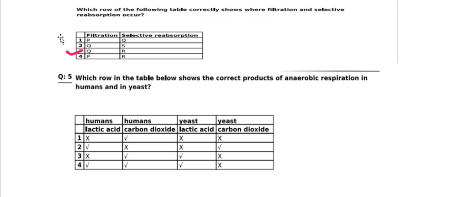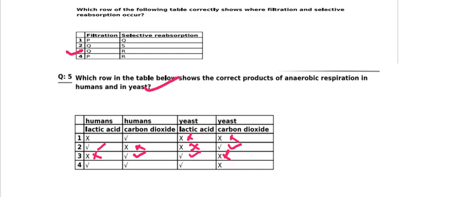The question number 5, you see again it is given: which row in the table below shows the correct products of anaerobic respiration in humans and in yeast. 1. Humans carbon dioxide, yeast wrong, carbon dioxide wrong. 2. Lactic acid, carbon dioxide no, carbon dioxide no, yeast carbon dioxide. 3. Lactic acid no, carbon dioxide yes, yeast lactic acid, carbon dioxide no. In the 4th option, lactic acid, carbon dioxide in humans, yeast having lactic acid but not carbon dioxide.